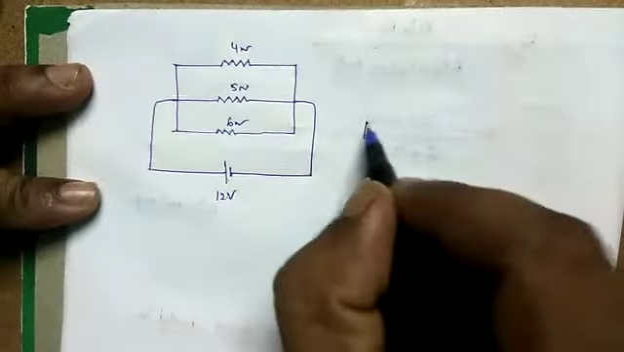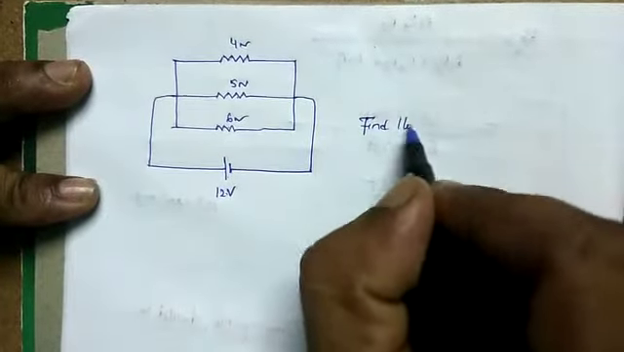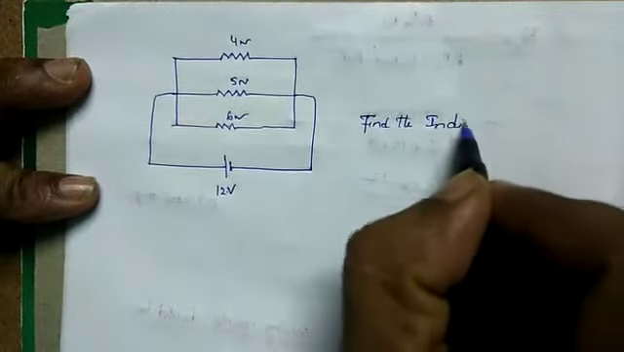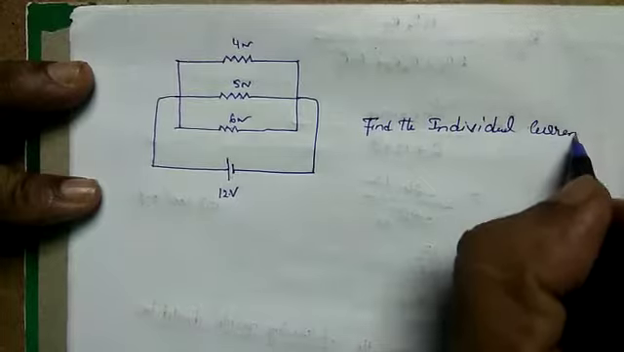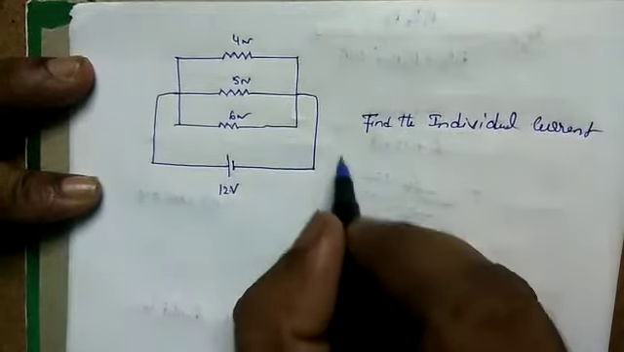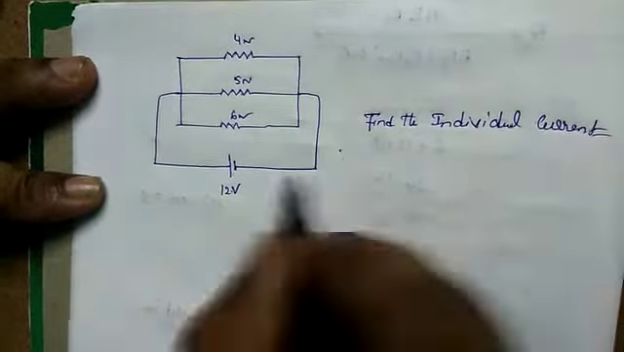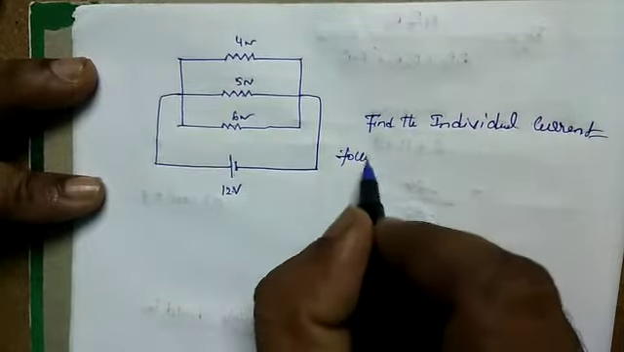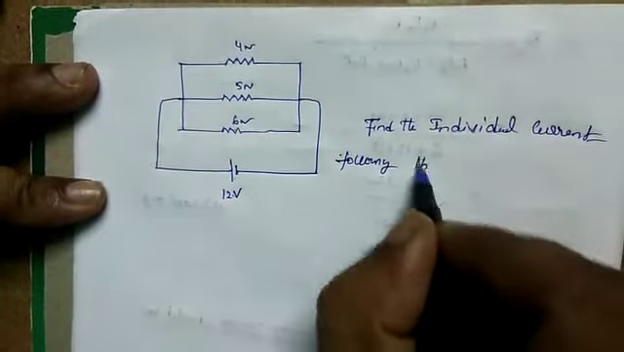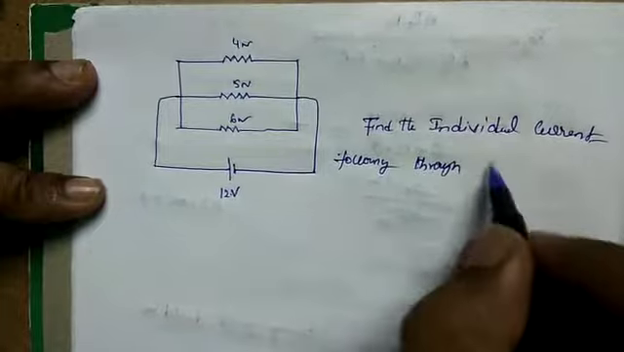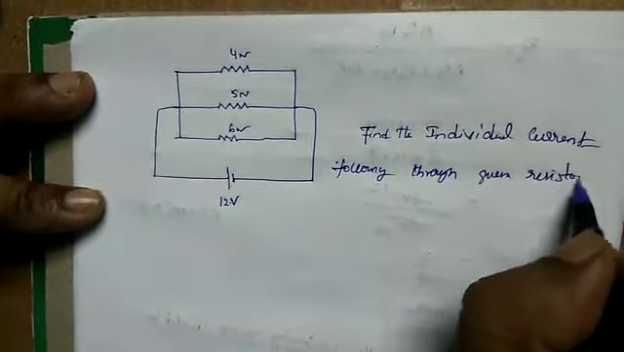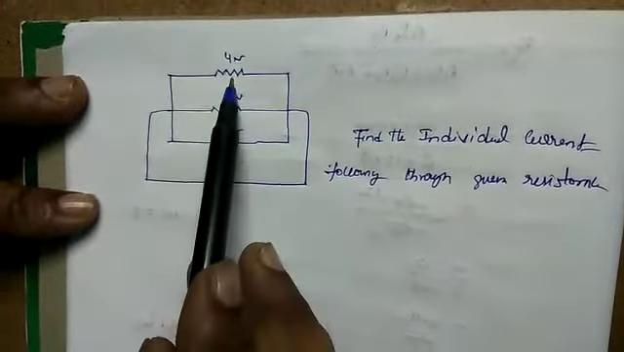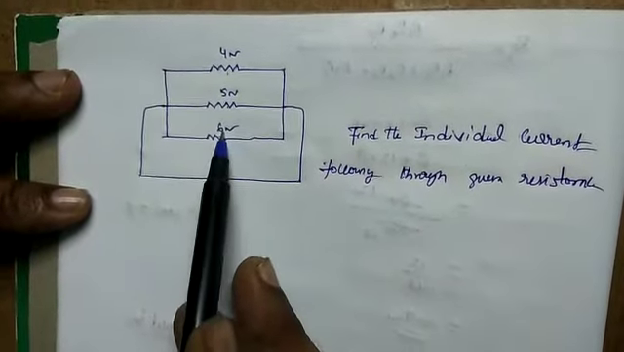Here, find the individual current flowing through the given resistances. Here 4 ohms resistance, 5 ohms resistance, 6 ohms resistance.